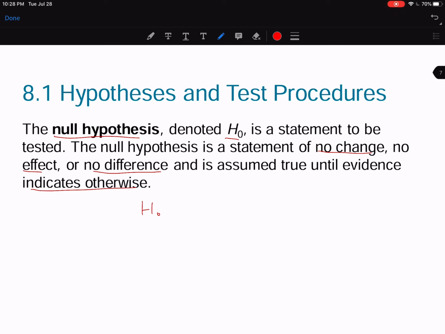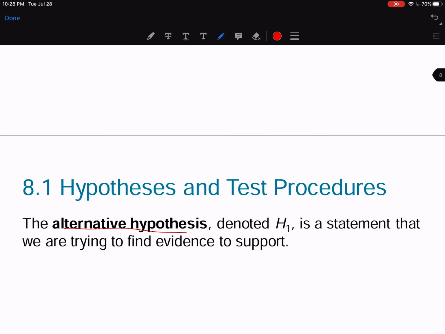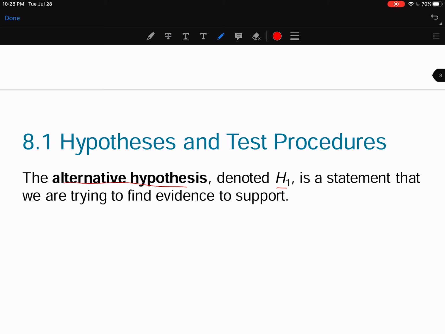Once we know the null hypothesis, the opposite of it is called the alternative hypothesis, denoted by H sub 1. It is a statement that we are trying to find evidence to support. So basically, based on the definition we just went over, the hypothesis testing we are doing here is the null hypothesis versus the alternative hypothesis. Okay, and then let's take a look at how to set up the null hypothesis and alternative hypothesis.